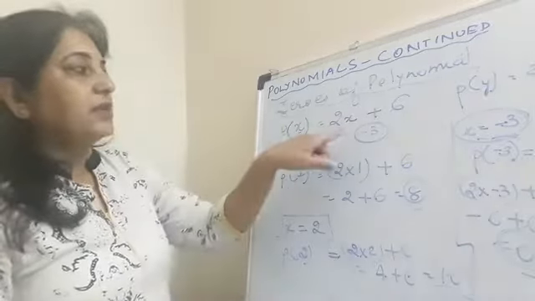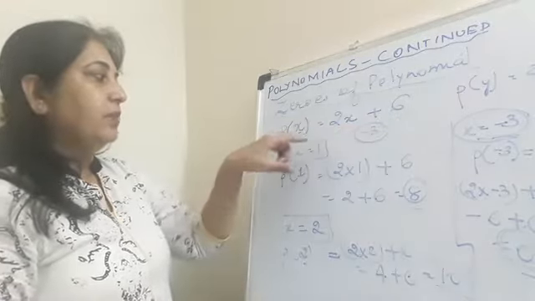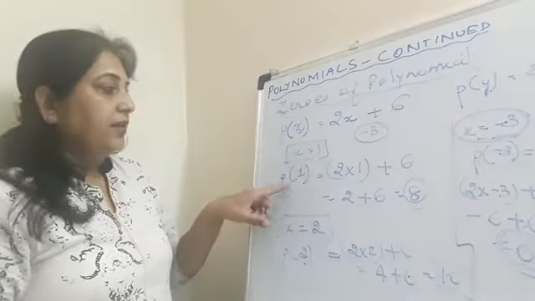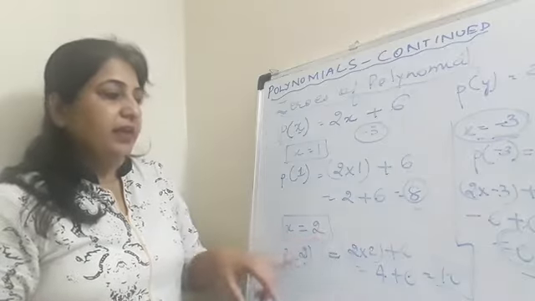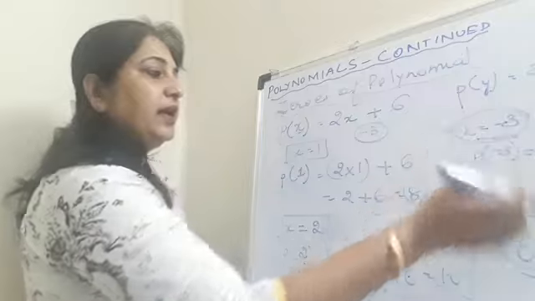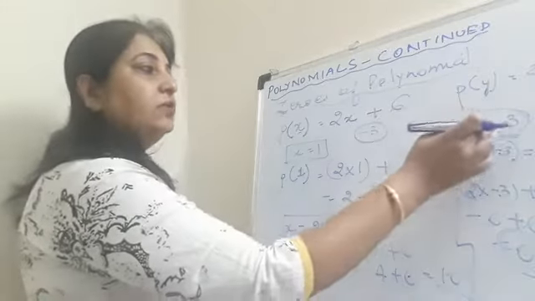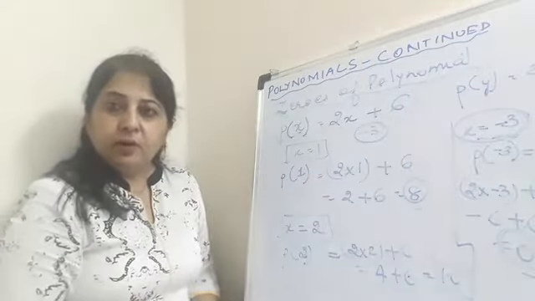A polynomial is given, p(x) equal to 2x plus 6, a polynomial in x. I first substitute x is equal to 1 and here I get the answer 8. When I substitute x is equal to 2, I get the answer 10. And when I substitute x is equal to minus 3, I get the answer 0. So that means x is equal to minus 3 is the 0 of this given polynomial.